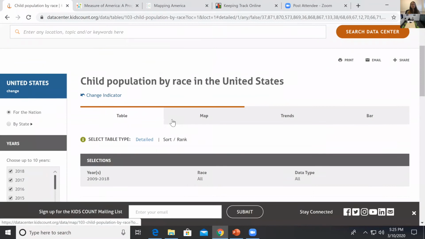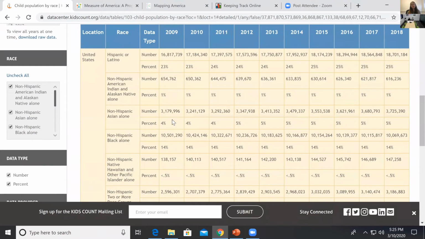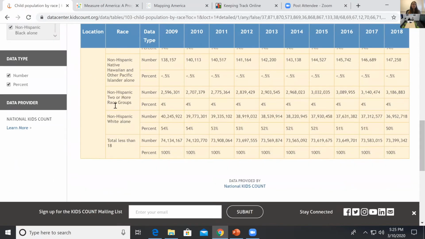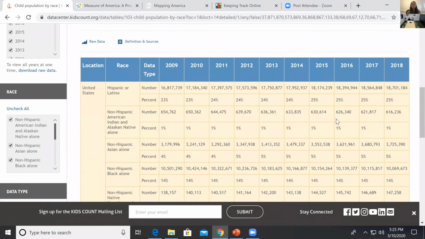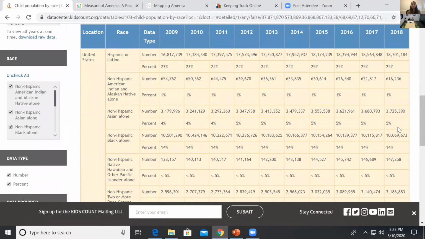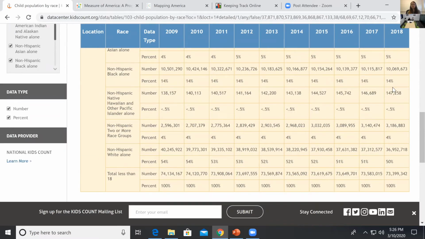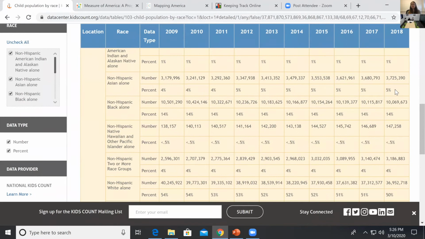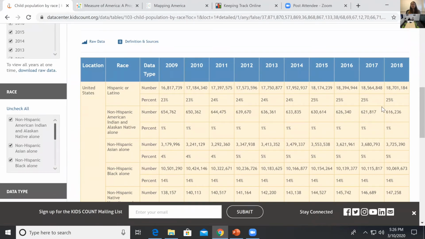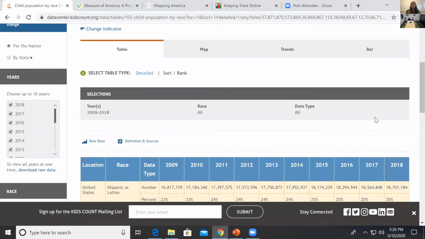And then it will take you to a table where you can see, here's the United States, right? And here are all the race and ethnicities in the United States. And you can see in 2018, 25% of people in the United States were Hispanic or Latino. We'll go down to the next one that has 50% are white and non-Hispanic. 14% are non-Hispanic Black. So those seem like the 3 highest categories here. That's national. That doesn't really tell you so much.